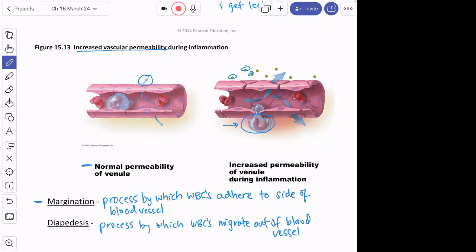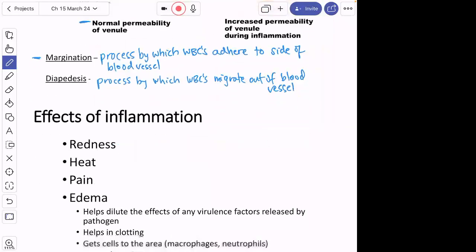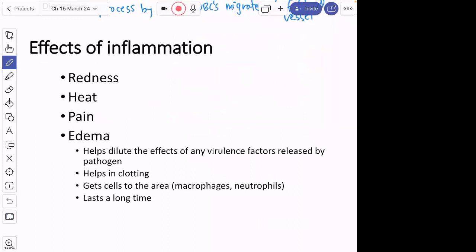Okay, so it has to slow down and stick first before it can leave. It's not going to be going really fast and just make a sharp turn and find the exact right place to leave. So margination and diapedesis. All right. So when fluid is leaving the bloodstream, it's going to accumulate a little bit and cause that edema. Okay, but I'm getting ahead of myself a little bit.